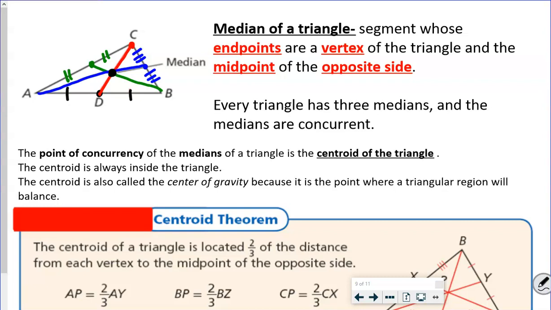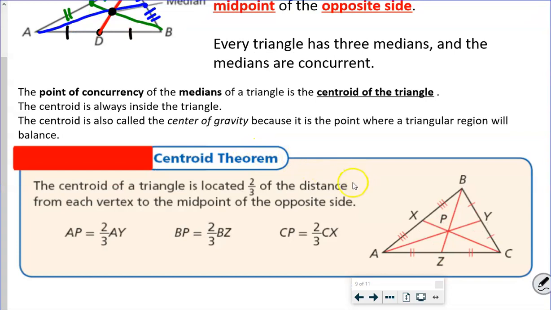So the centroid's always inside the triangle. The centroid is also called the center of gravity because if we actually balance the triangle on that point, it will stay balanced, okay? And here's the rule, and I'm going to show you all this with numbers because I think it'll help y'all see it a little bit better. It says the centroid of a triangle is located 2/3 of the distance from each vertex to the midpoint of the opposite side. Okay, let's just not make this complicated.